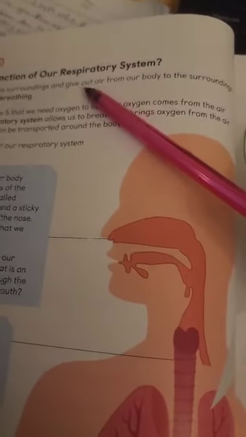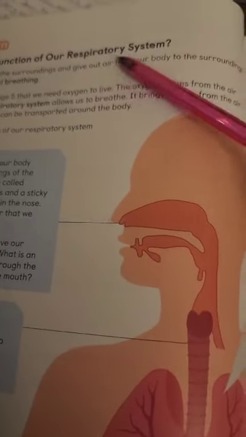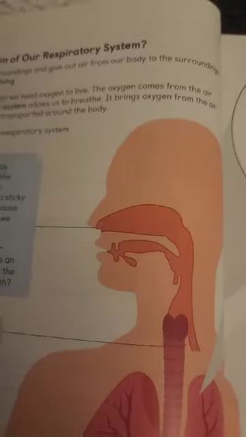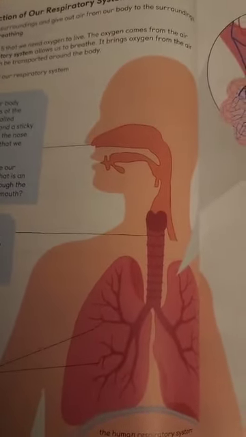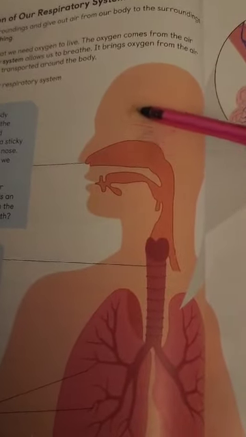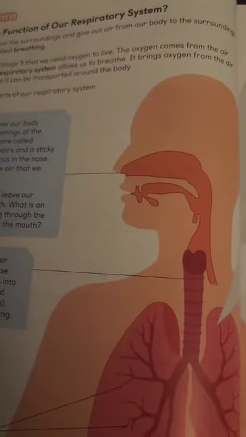So what is the function of the respiratory system? As we mentioned, the function of the respiratory system is breathing. What are the organs of the respiratory system? First of all, we will mention them generally, then we will talk about each one individually, okay?